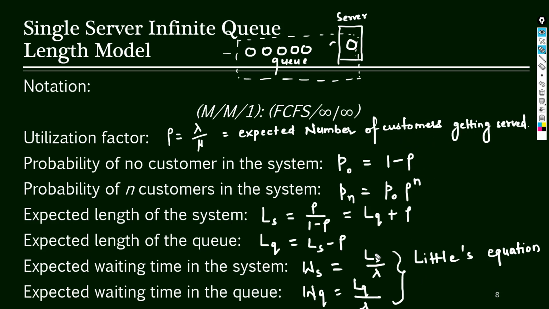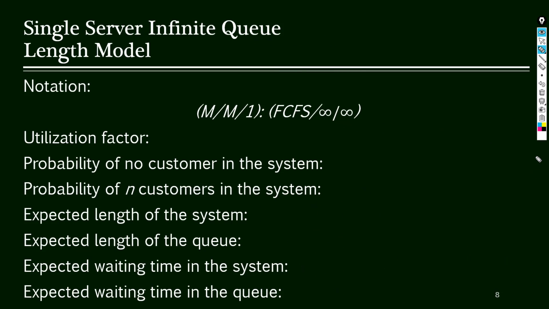That's all. If you can remember these formulas, you can solve all types of problems in the single server infinite queue length model. So there is nothing to worry about even the derivations. If you don't know, just remember these formulas. What are those? Probability of no customer in the system, probability of n customers in the system, expected length of the system, expected length of the queue, expected waiting time in the system, expected waiting time in the queue. So let us solve one problem, and then we will see the application of all these formulas.